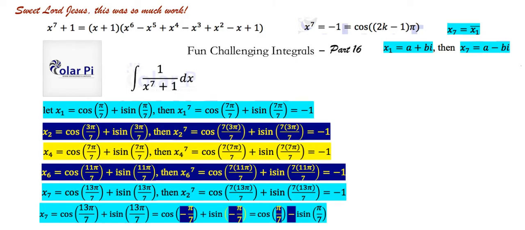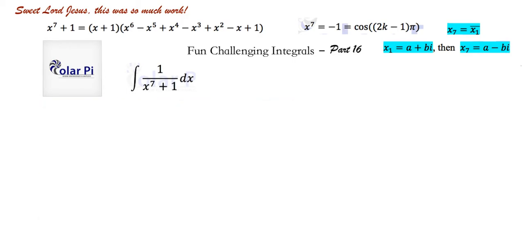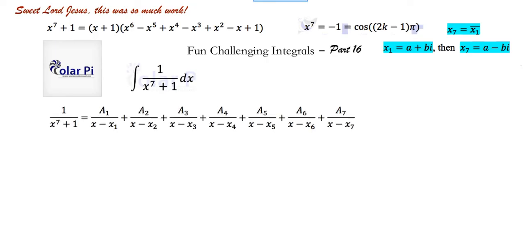Alright, so where to from here? We need space. Since we know all 7 zeros, or roots, of x to the 7 plus 1, we can do partial fraction decomposition. And here's what the decomposition would look like. We'd start like this with some unknown constants a1 through a7, but otherwise these are the linear factors we have, one for each root.